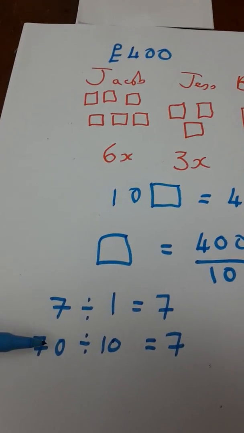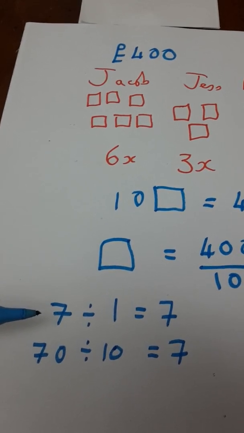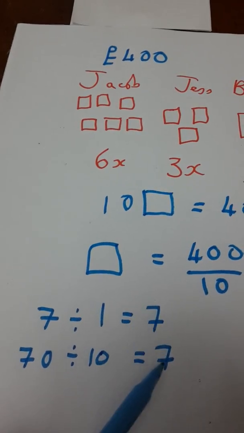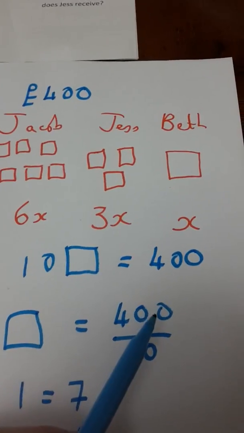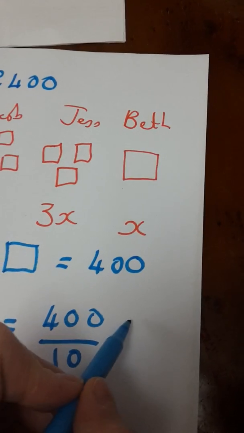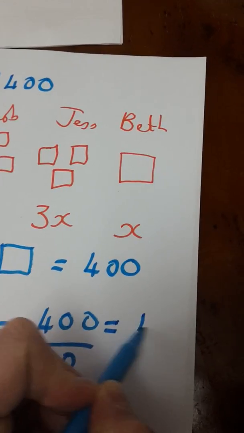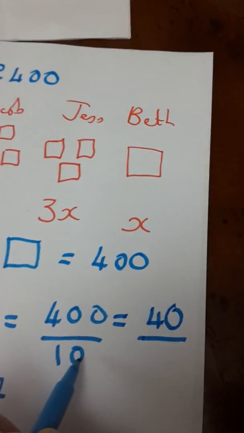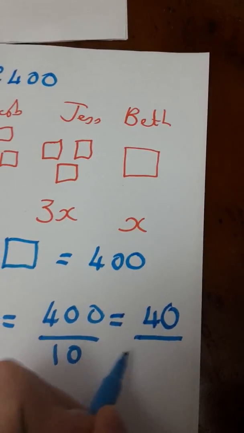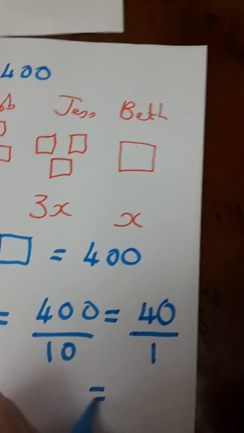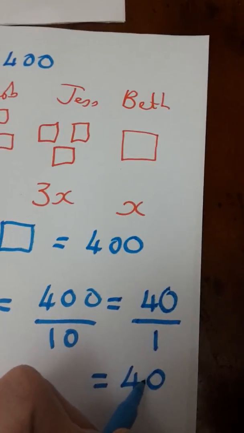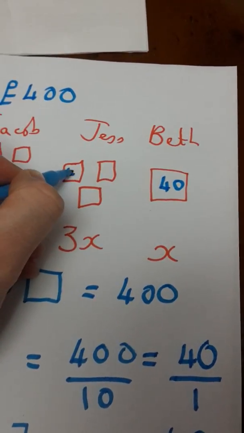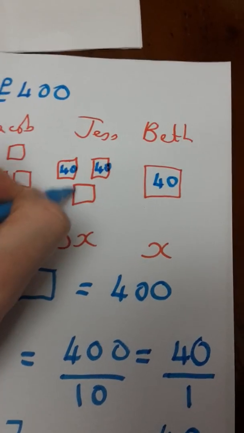If you change both numbers by the same multiple, or divide through by the same value, you still get the same answer. So in this case, rather than writing 400, I'm going to write 40 and divide it by 10. And then this one, I'm going to do 10 divided by 10, which gives me 1. Well, 40 divided by 1 is 40. So I know that each of these boxes is worth 40.